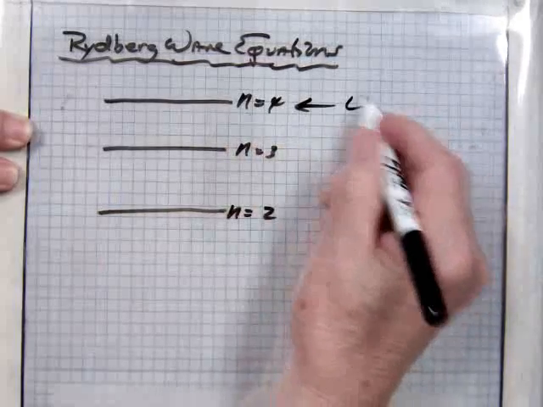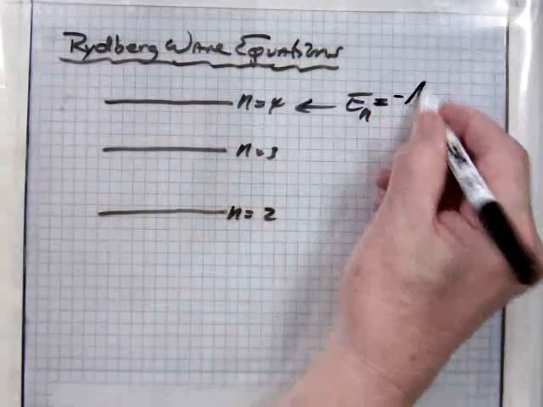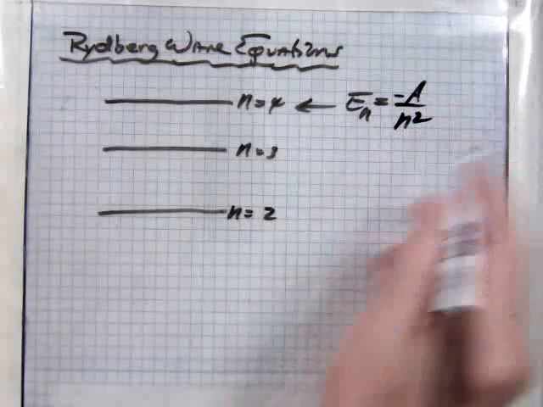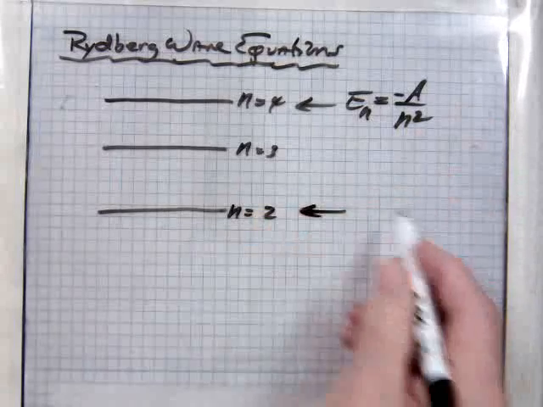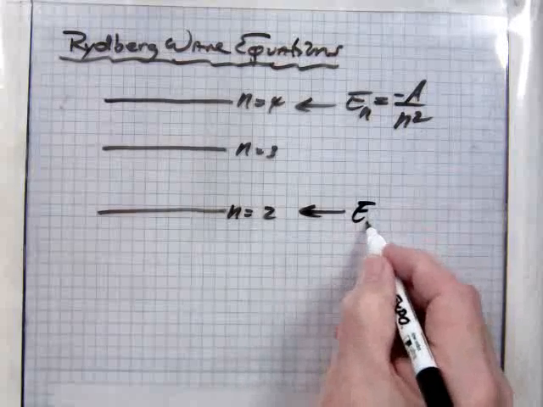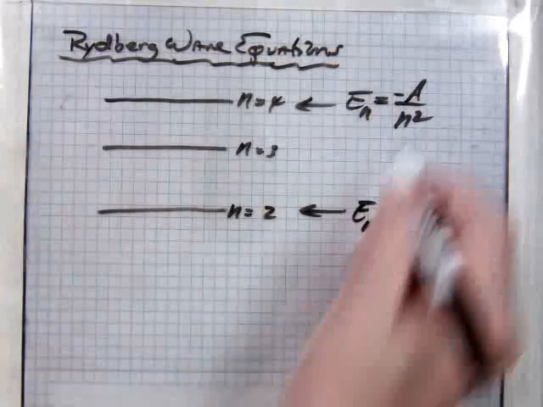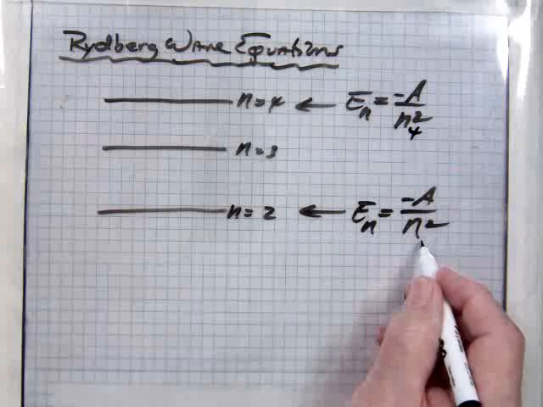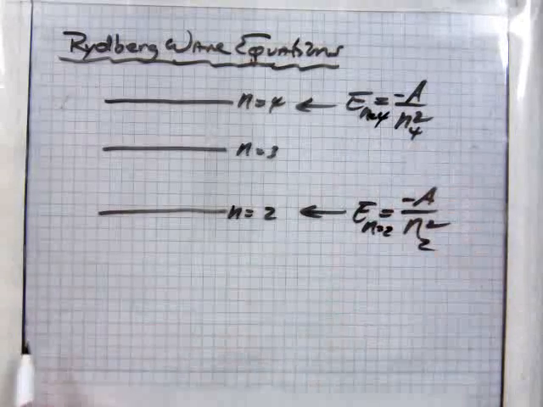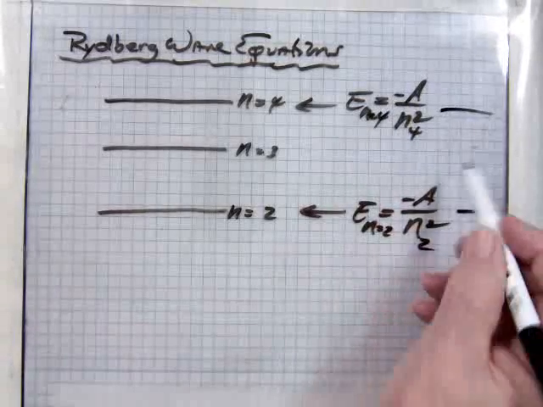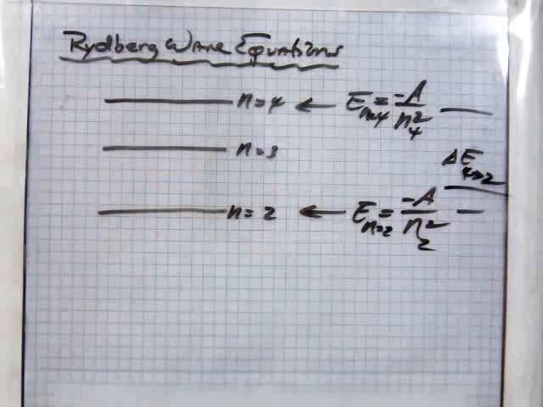The potential energy is given by minus A over n squared. The potential energy in another level is given by E_n equals minus A over whatever that one is. So this is the fourth energy level, and this is the second energy level. N equals 2, n equals 4. And if I take the difference in those two, I should get the delta E that matches a 4 to 2 transition. This is very simple.